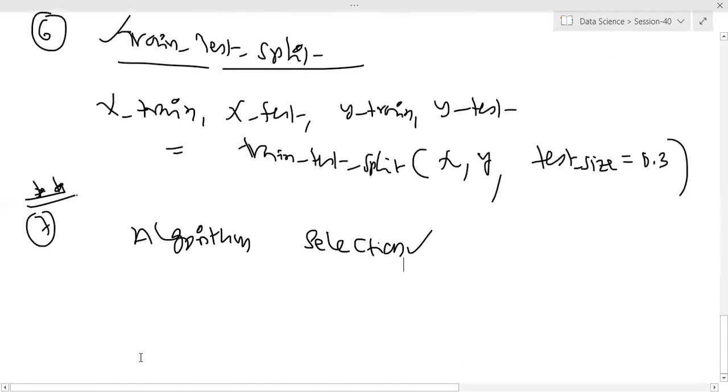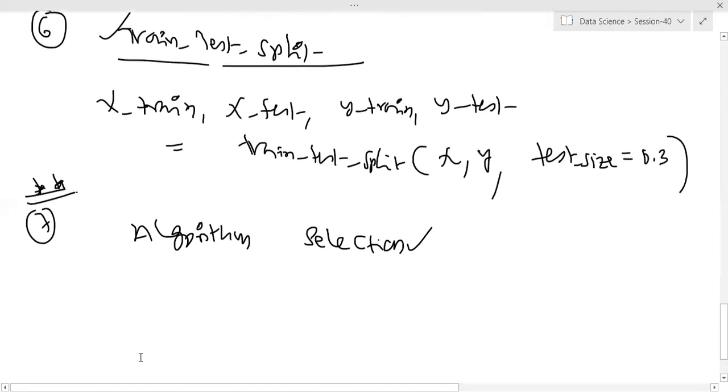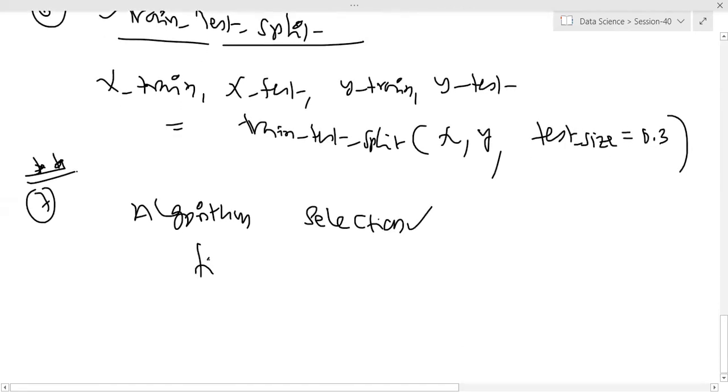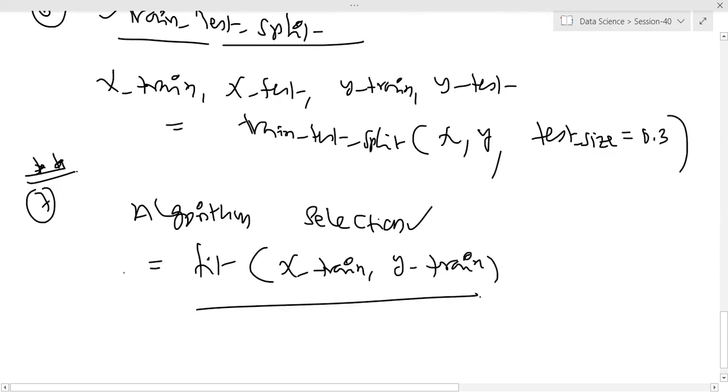Algorithm selection, fitting the model. So that means this particular fit model, which are all the parameters to fit the model, guys? X train and Y train. Okay, X train, Y train. And before fitting the model, you need to select the algorithm. That's what I have clearly mentioned, algorithm selection. And here probably we are having the model, our model we are fitting.